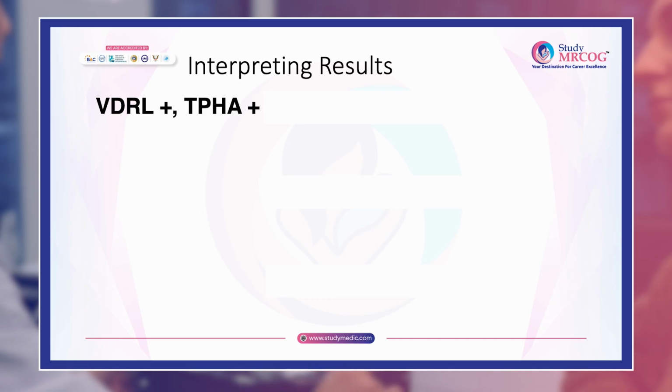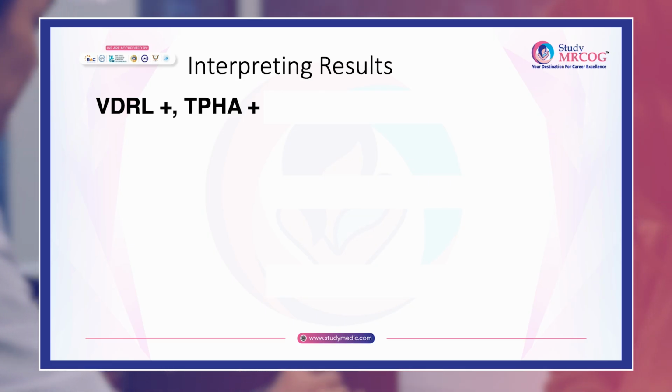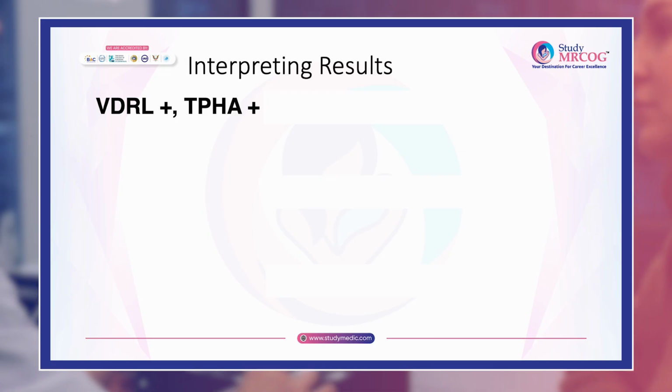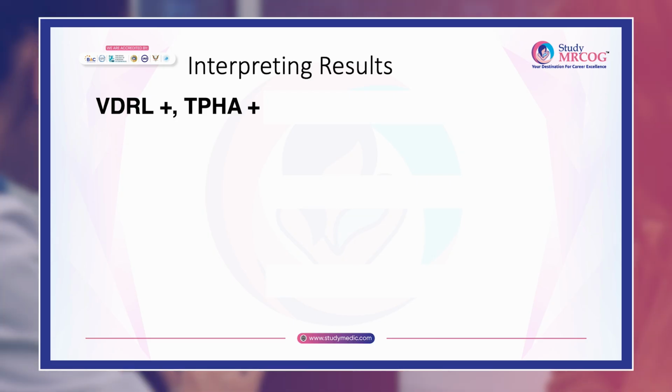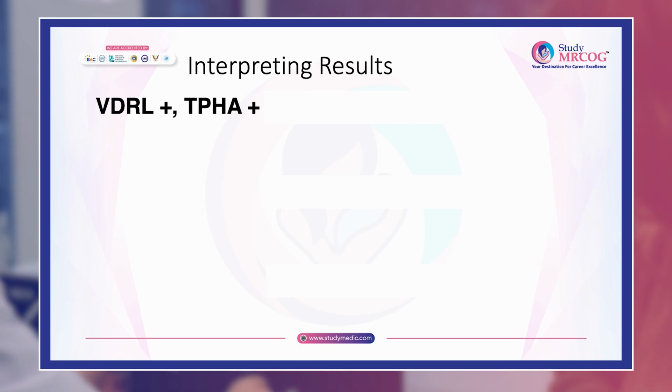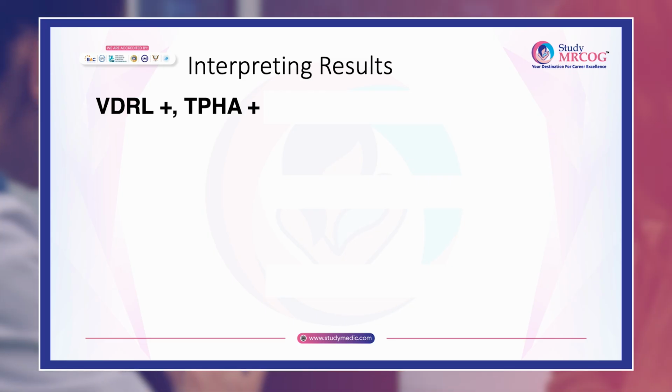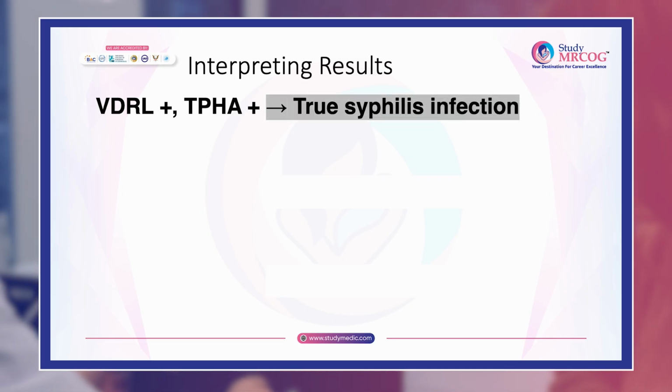Now we come to the interesting part of interpreting the results. If we are given that the VDRL test has turned positive, and then a treponemal test was done, which is the TPHA, and that is also positive, this confirms that the patient has true syphilis infection.